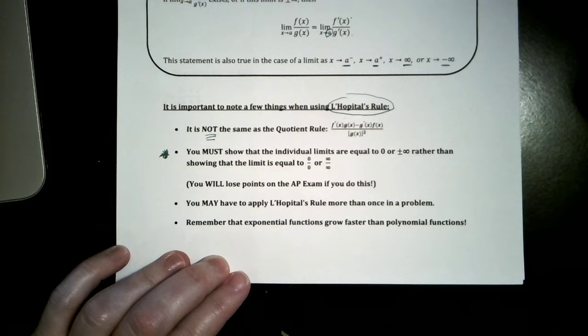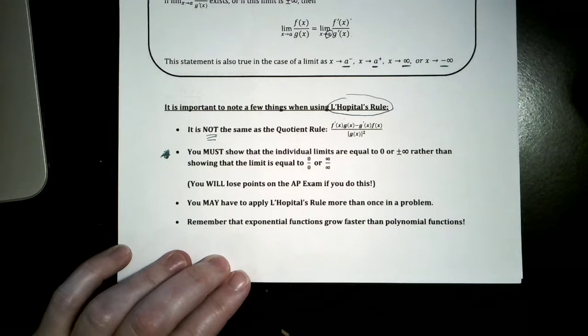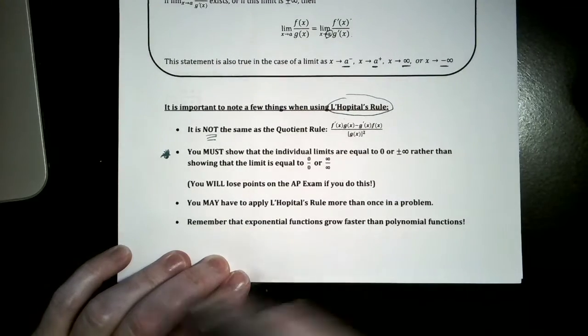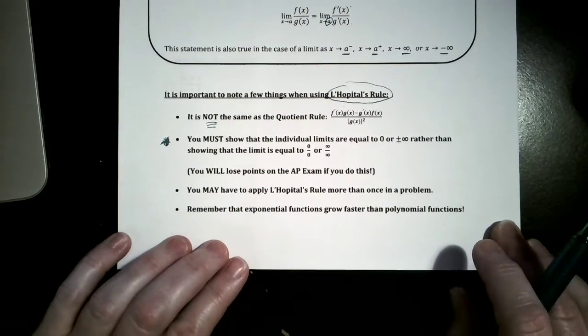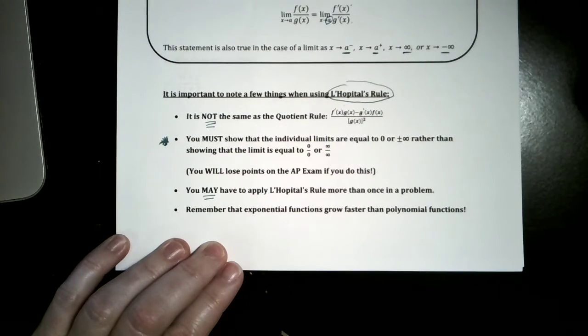You must show that the individual limits, so the limit of the top and the limit of the bottom, go to 0 or to infinity. In other words, I'll show you when we go to do an example. You will lose points on the AP exam if you don't do the individual limits. You may have to apply L'Hopital's rule more than once in a problem.